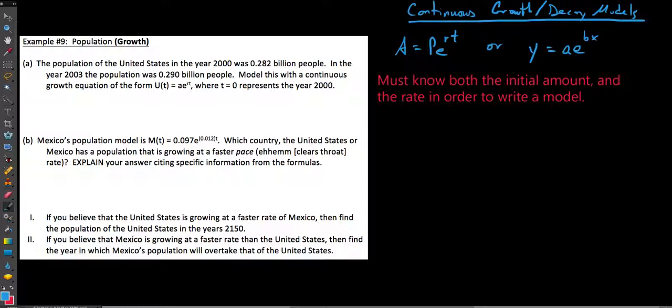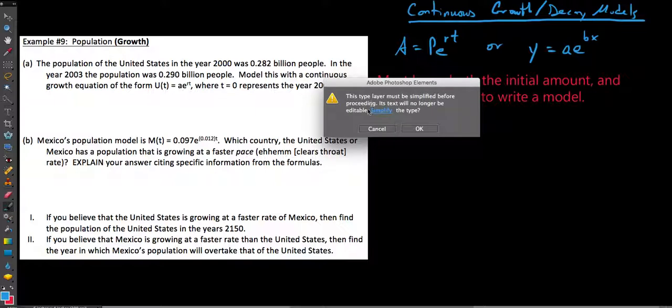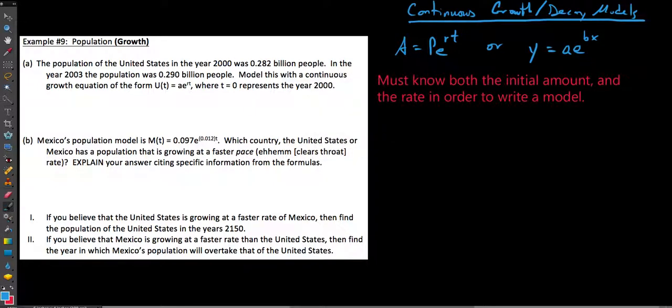What I want you to recognize first is that u of t is the population of the United States at a given time, and t is our time. Our a is representative of our initial population value, and r is representative of our rate. We need to know these two things in order to write this model. So what is it that we already know?